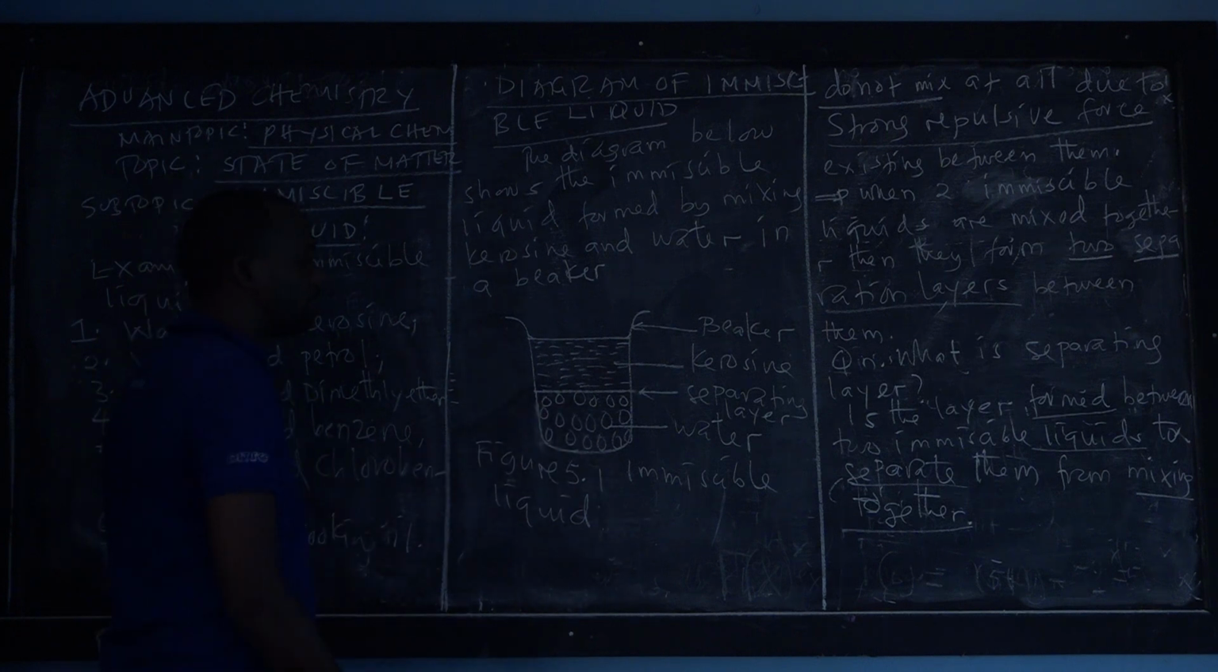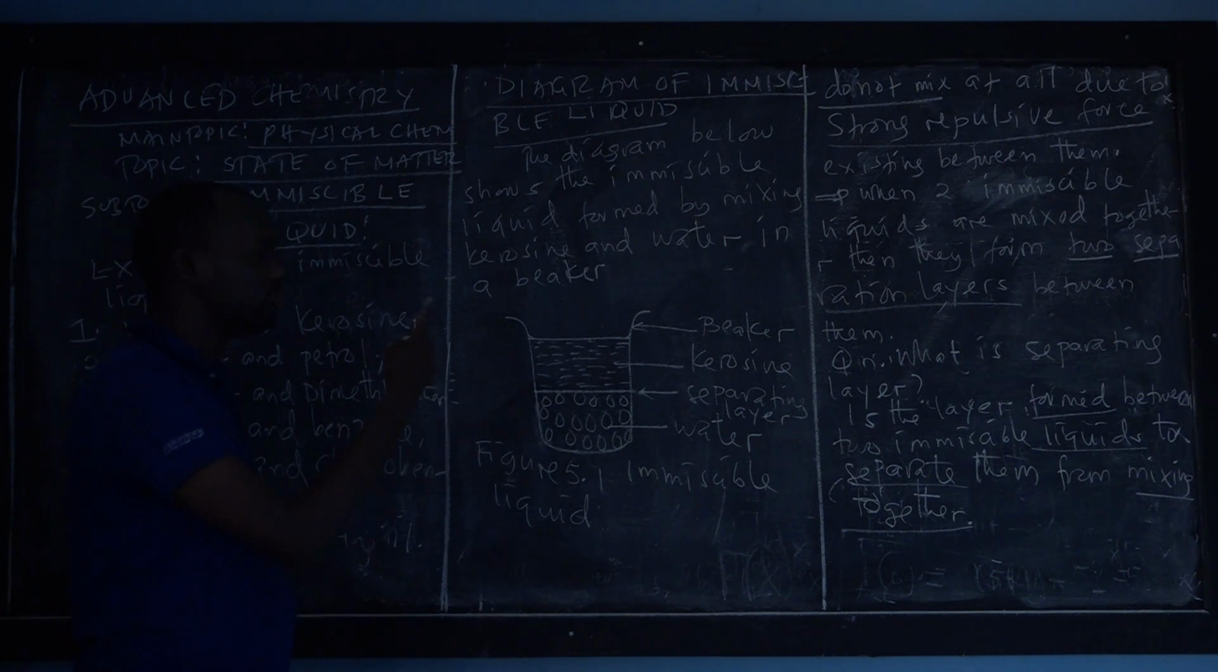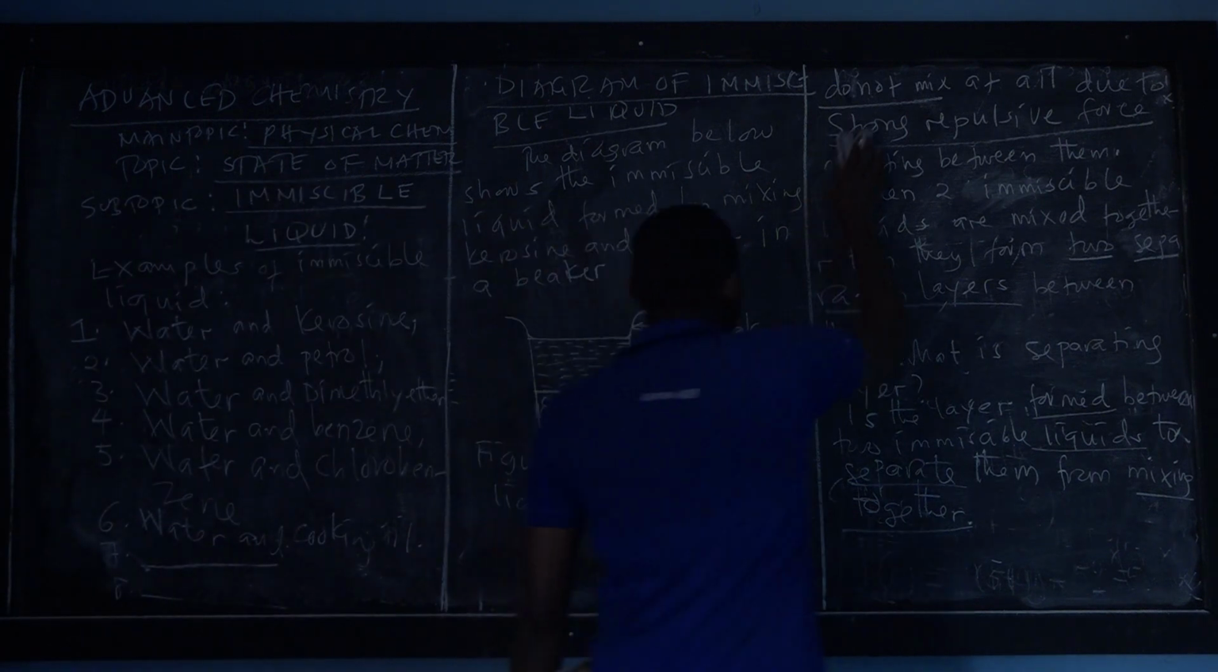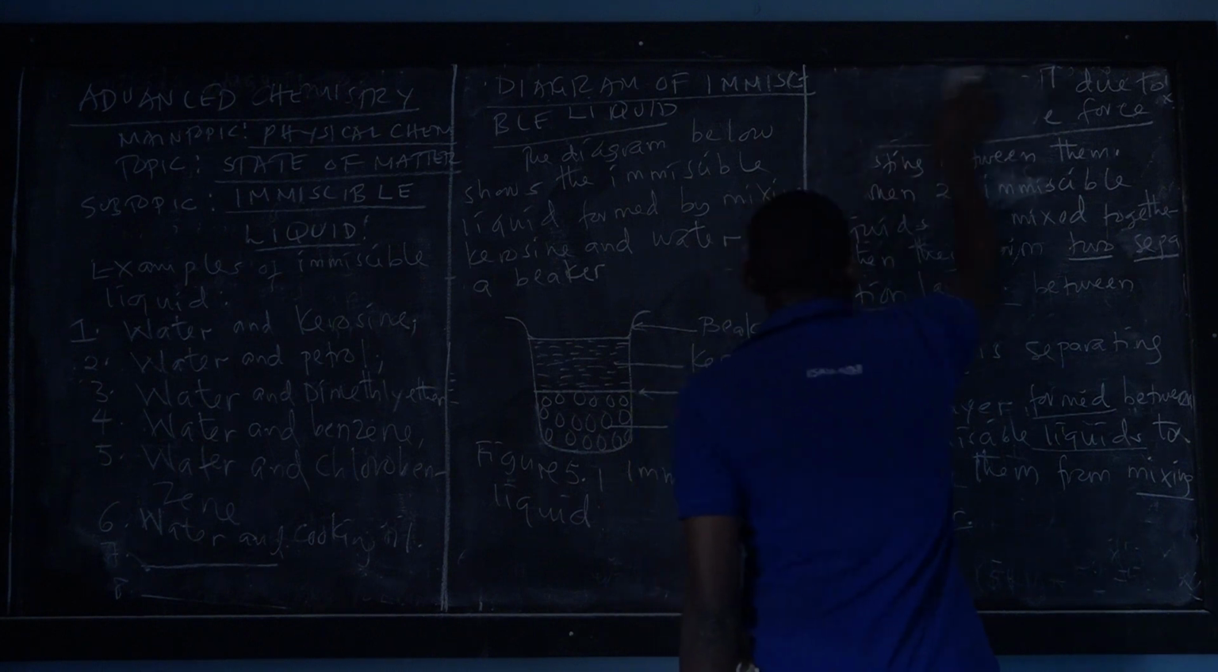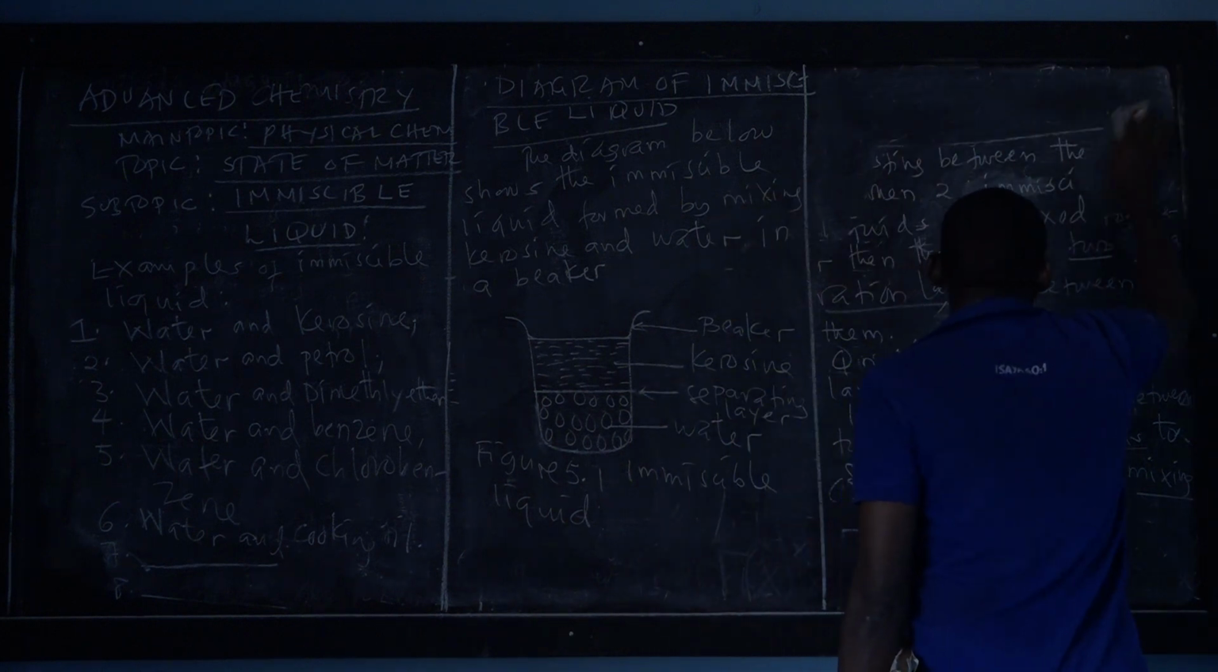You can buy maybe a quarter liter of kerosene, and also take a quarter liter of water and mix them, and then you'll see the separating layer and you'll enjoy chemistry. Chemistry is beautiful, right? Okay, good. So do you have any question up to that moment?